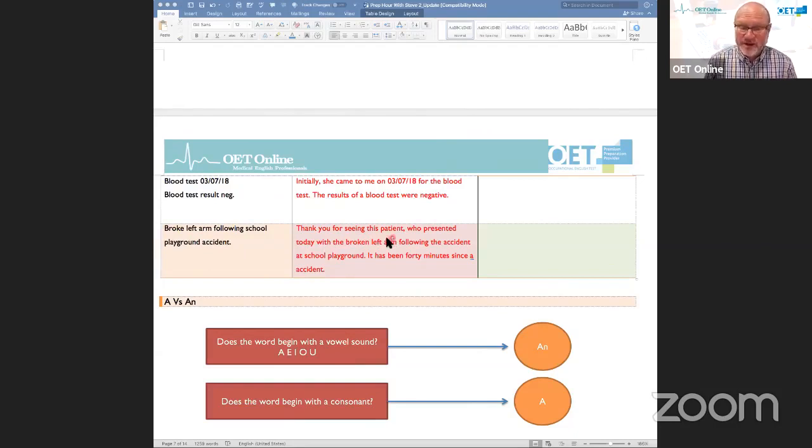And the next one, broke left arm following school playground accident. Thank you for seeing this patient who presented today with the broken arm following the accident at school playground. It had been 40 minutes since the accident. Type in what you think's wrong there. All the articles are wrong here.